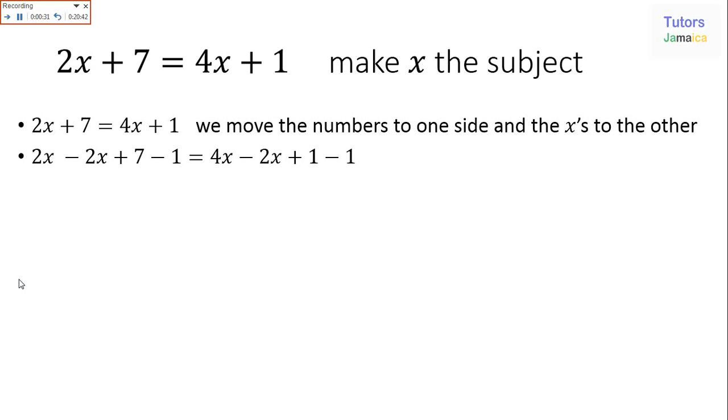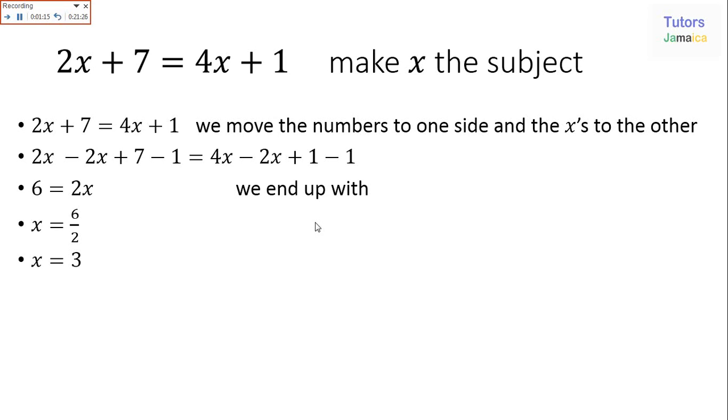Alright? So we have a positive 2x, and so we're going to subtract 2x from both sides. We also have a positive 1, so we're going to subtract 1 from both sides. So we're going to do all of that in one step. Alright? So what we end up with is 6 is equal to 2x. And so we know that x is equal to 6 over 2, or we can simplify that to just x is equal to 3.